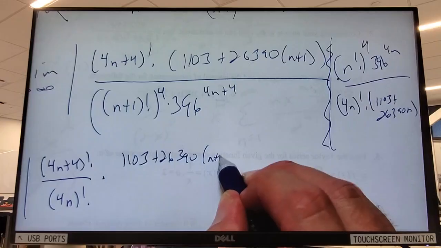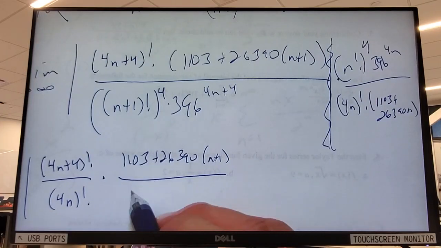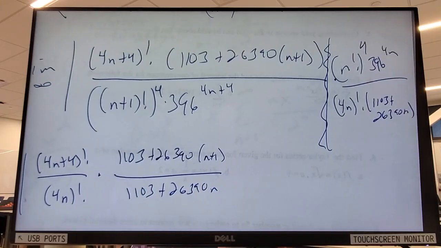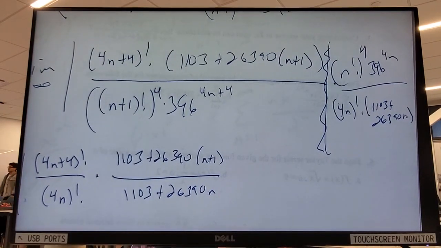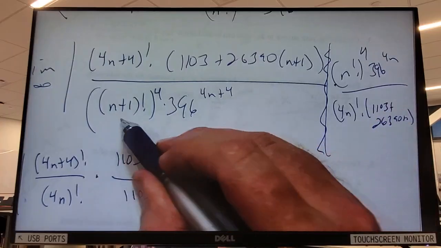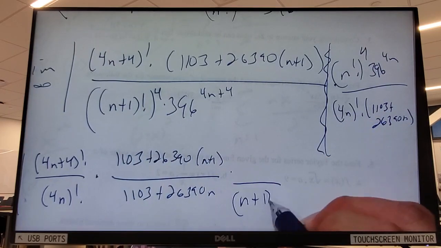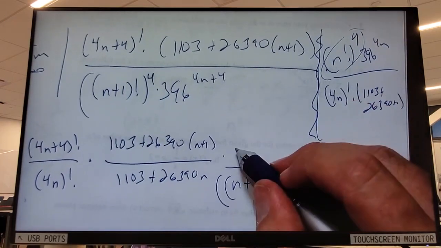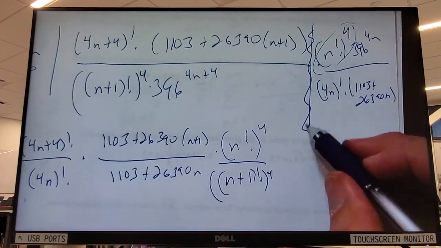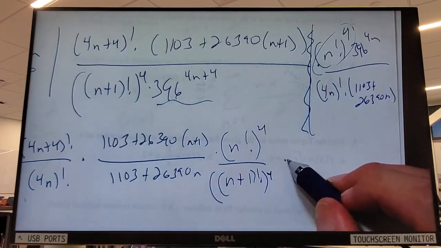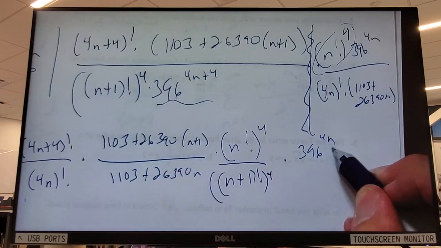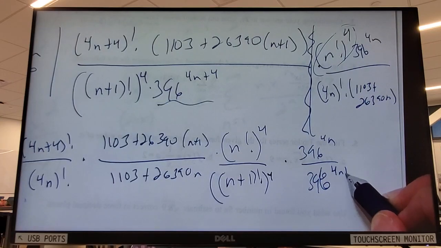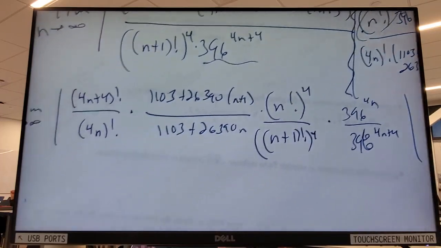What's going to work well with this business? The 1,103 plus 26,390 n, whatever that number is. And what works well with this business? The n factorial to the fourth. And then the only thing we have left is the 396 business. We can separate the bottom part out: 396 to the 4n times 396 to the 4n.